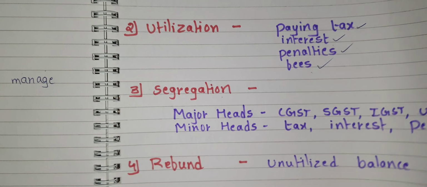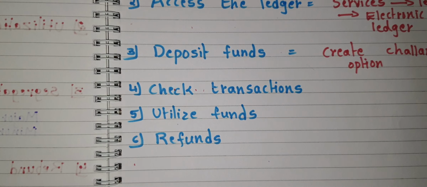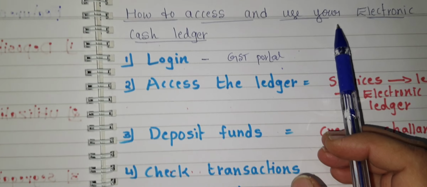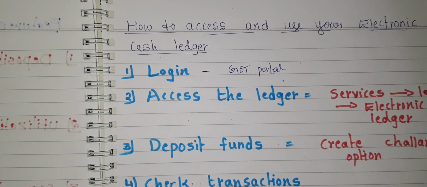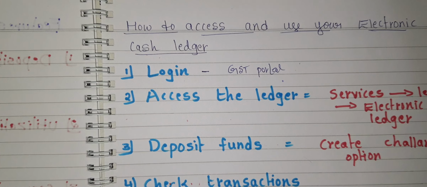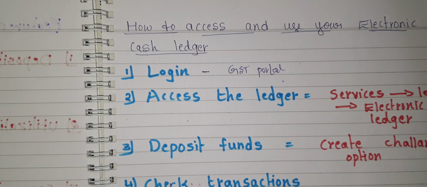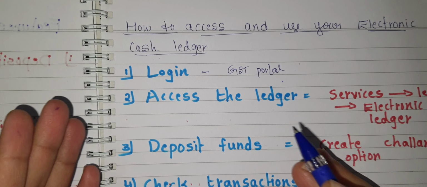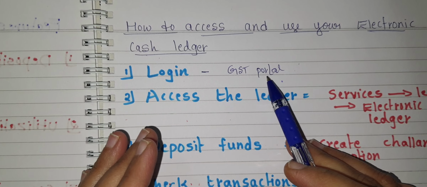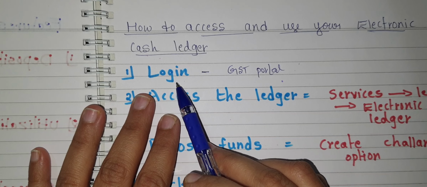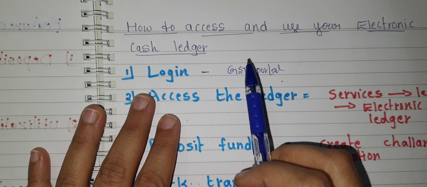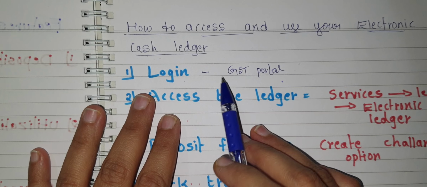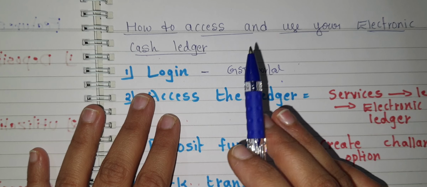Now we will see how to access and use your electronic cash ledger. What are the steps involved in accessing the electronic cash ledger? First, we have to log into our GST portal. Start by logging into the GST portal with your credentials.